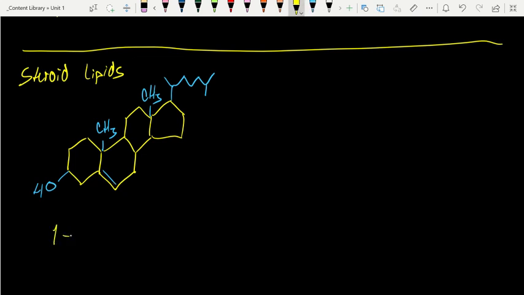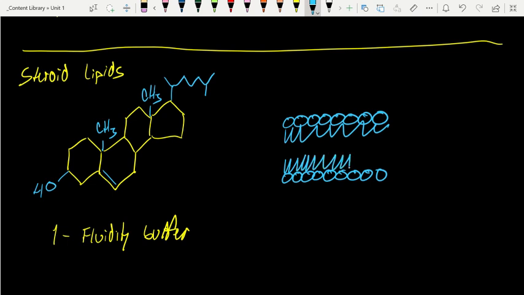Number one, it acts as a fluidity buffer. What does that mean? Well, let's go back to the idea of cell membrane. We just drew one of those. Let's draw another one. Phospholipids with their fatty acid tails pointing inward. Maintaining the proper fluidity is important for the health of this membrane.